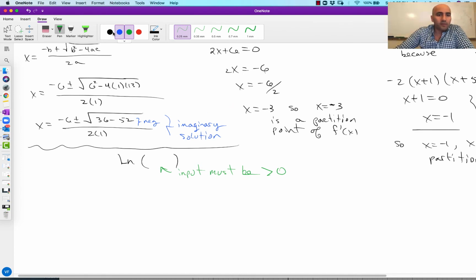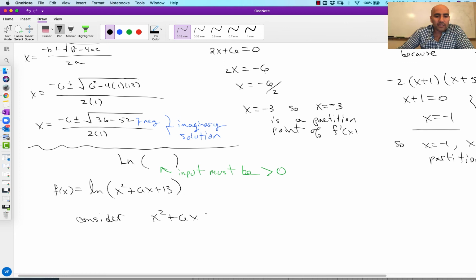So let me write that over here. We have f of x equal to ln of x squared plus 6x plus 13. So we need to figure out when this is positive. Let's think about this expression. I'm going to pull it out to the side. So consider x squared plus 6x plus 13 separately. This does not factor nicely, so let's use completing the square.